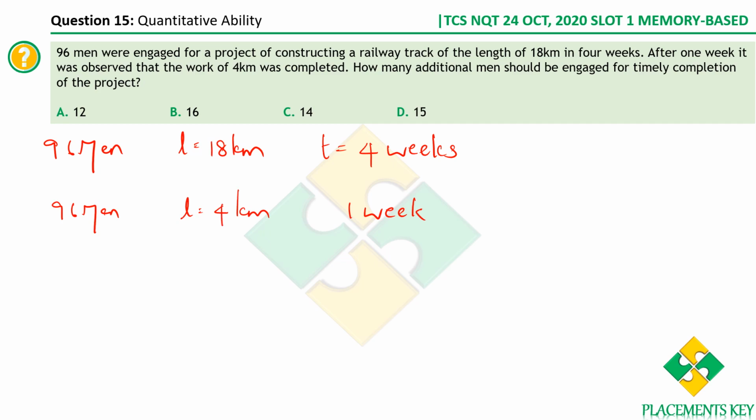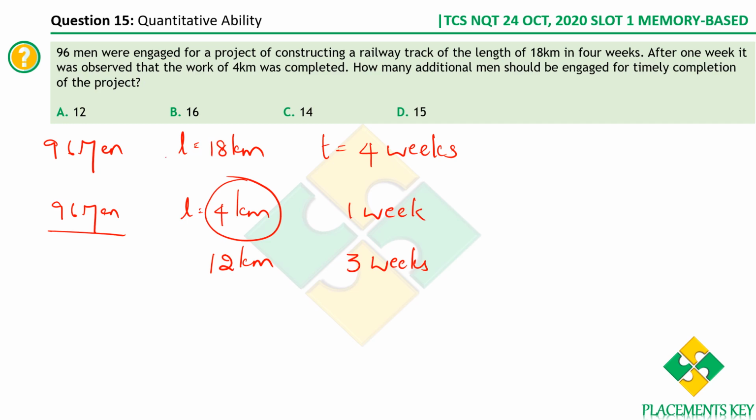All 96 men worked together for 1 week and they've constructed 4 kilometers. Now see, what will be the output of this review process? In 1 week, when all of them are working, they were only able to construct 4 kilometers. If they work for 3 more weeks, because total duration is 4 weeks, in 3 weeks they would construct 12 kilometers. Together in 4 weeks, how much would they have constructed? They would have constructed 16 kilometers.